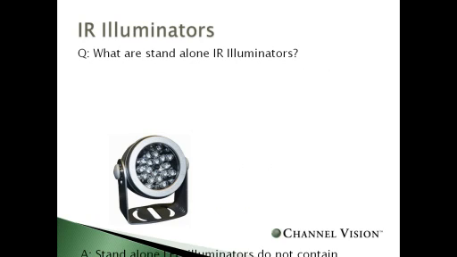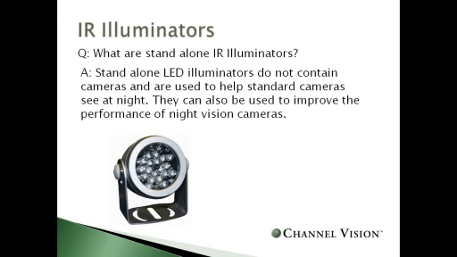If you don't have enough light, you can pick up an IR illuminator. An IR illuminator is essentially a standalone light. You can think of it as an invisible spotlight. This doesn't have to be necessarily right next to the camera, but this has to be illuminated on the area that you are trying to see.